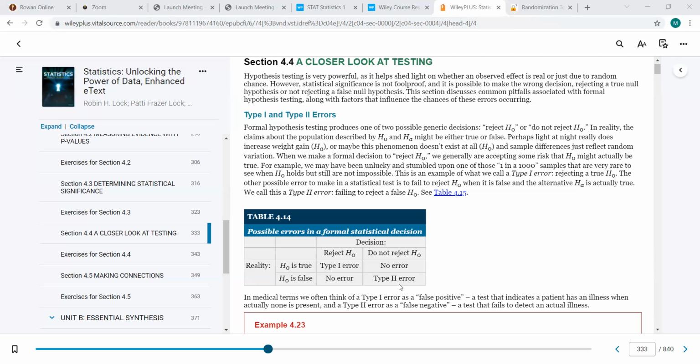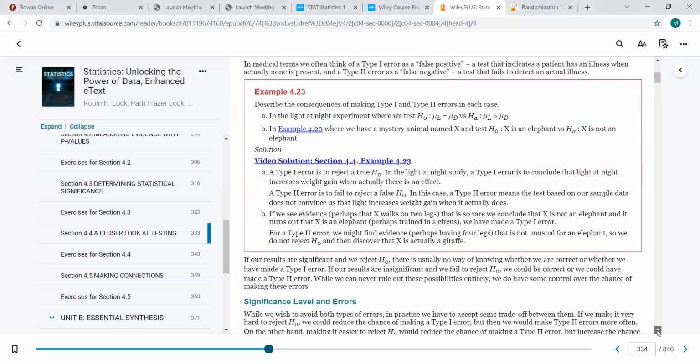Alpha, however, the probability of a type 1 error, is given in the problem. So you need to know what it is, and you need to know that it is used as a comparison to our p-value in determining whether we reject or do not reject the null hypothesis. All right? Any questions about that?